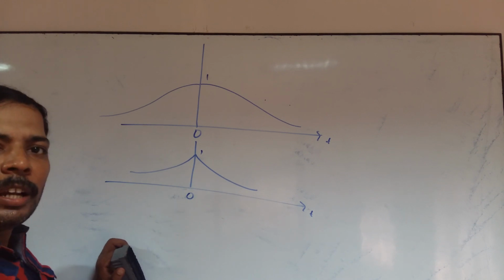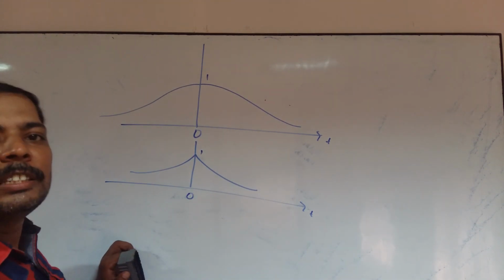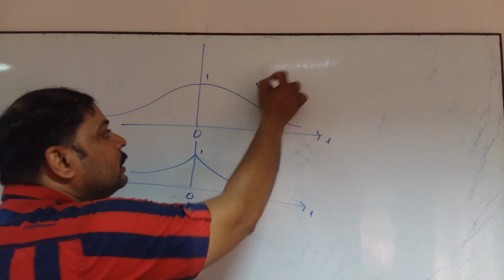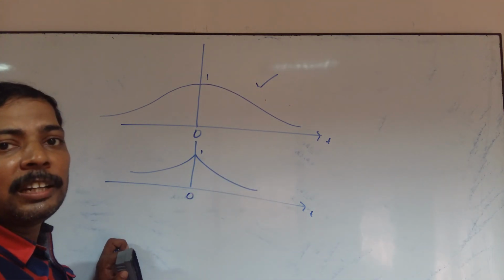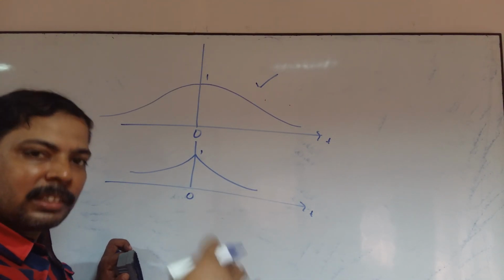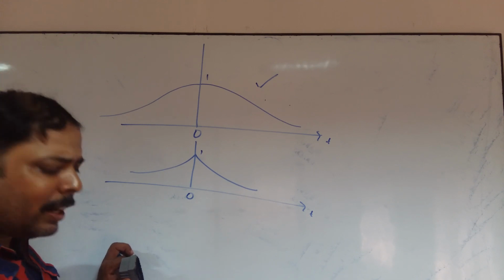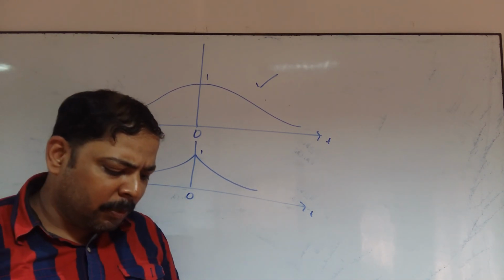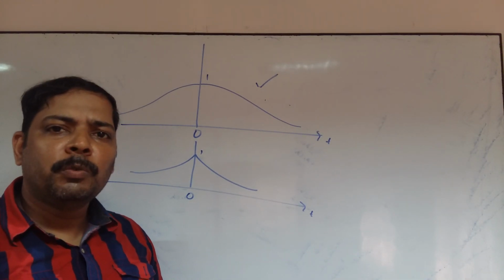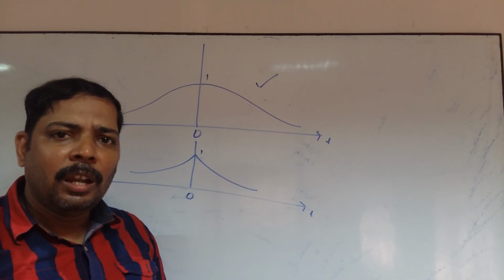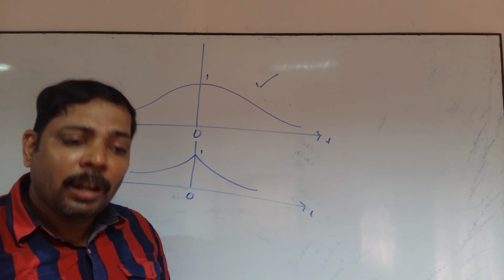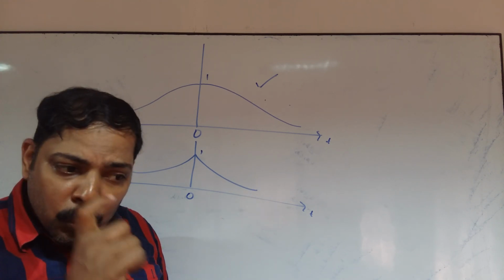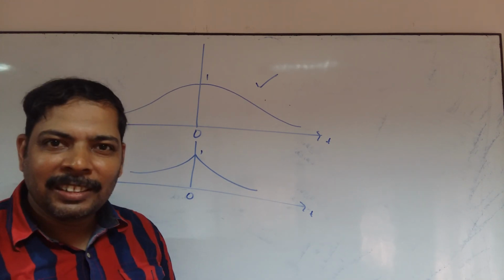Then which plot is the actual plot for this Gaussian signal? The actual plot is this. Why is the actual plot for the Gaussian signal this? For this, there is a concept. What is the concept? Whenever there is a derivative for a signal, suppose you want to find out the derivative of a signal, what is the physical meaning of derivative? Derivative means slope of the tangent.